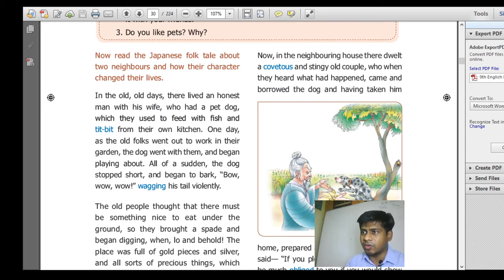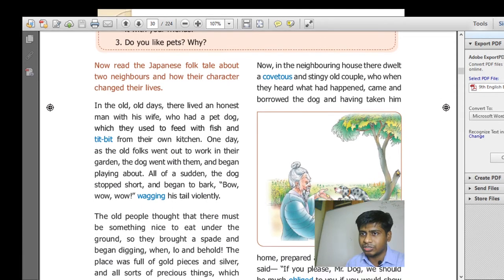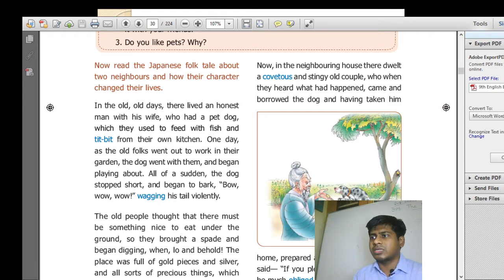The background setting and everything, you will understand by this. Okay, so this is about a dog. The story starts, as in a folk tale, it goes like this.